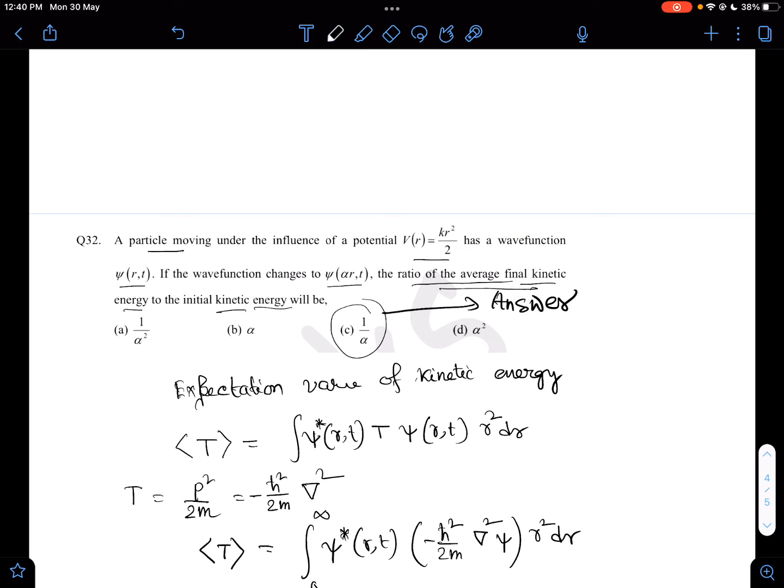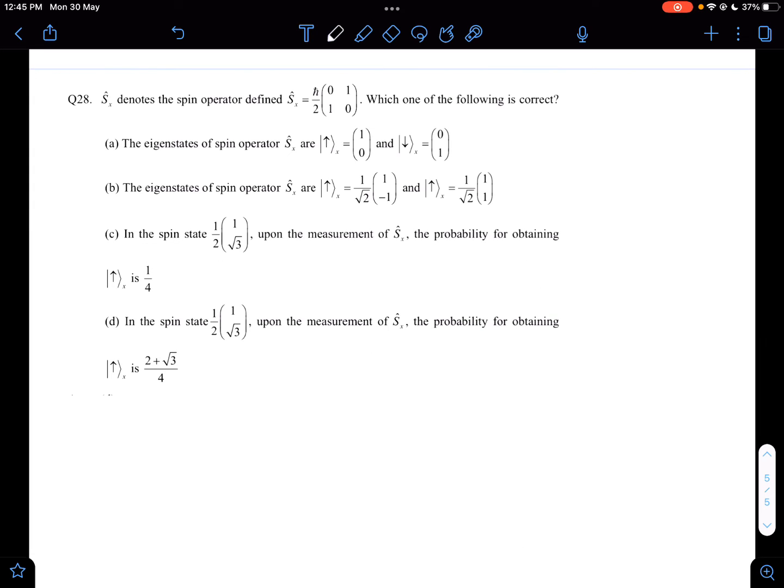Now let us move to the third problem. The problem states that Sx denotes the spin operator, which is defined by this. So this is the Sx operator for a spin half particle. We have to find out which of the following is correct.